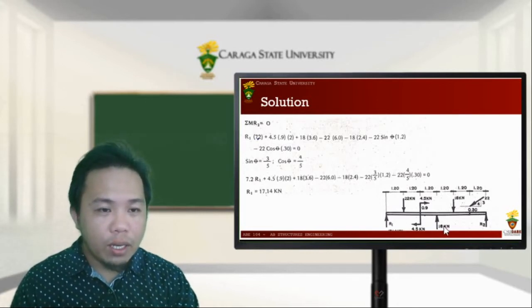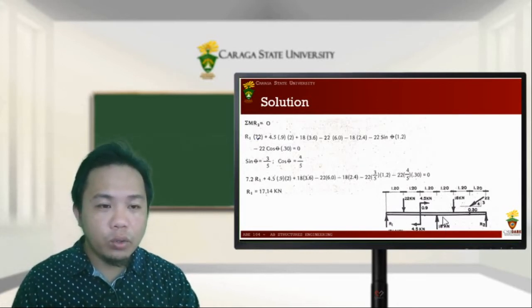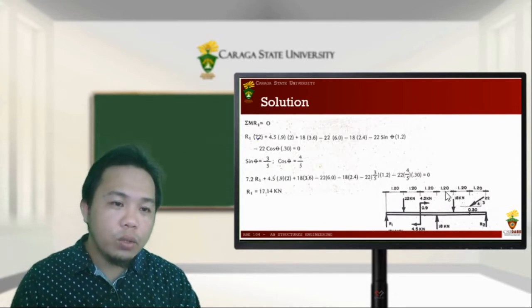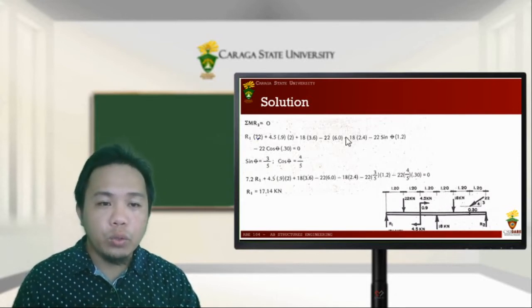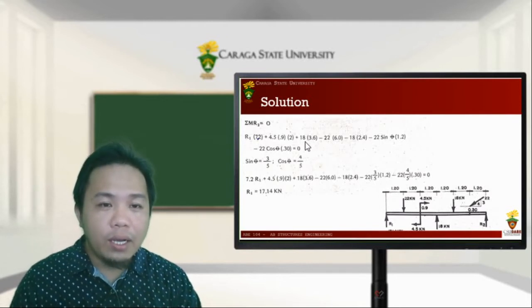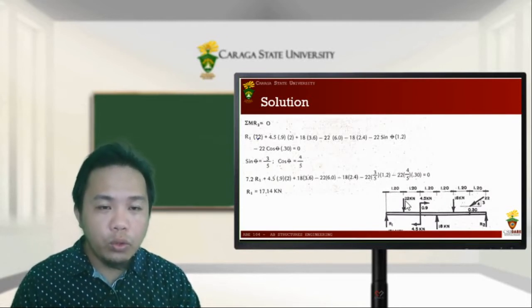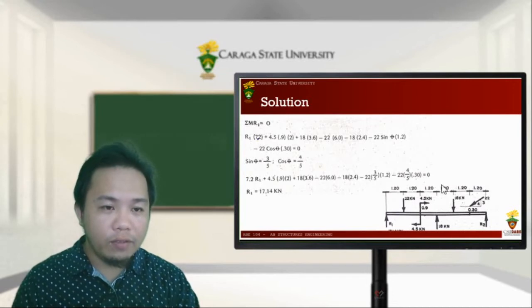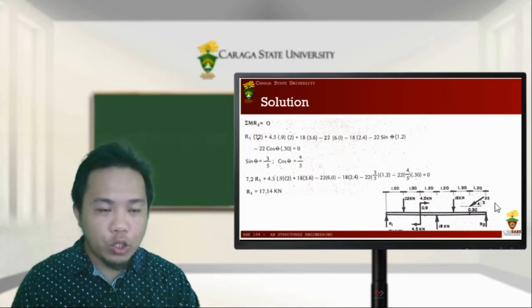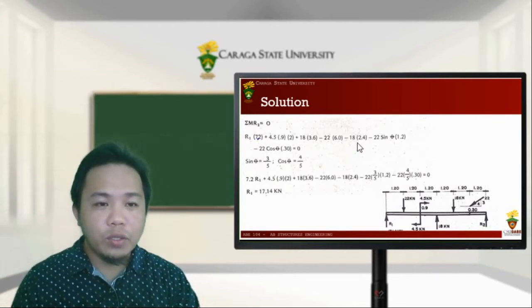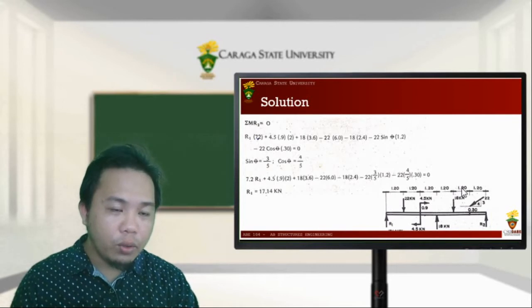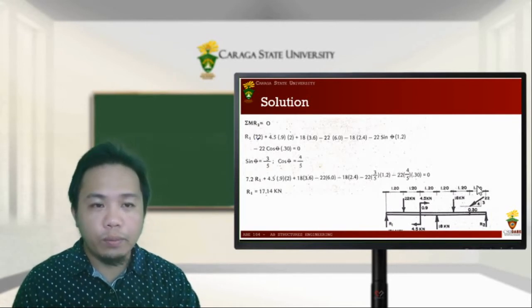Then another one is this 18 kilonewton. This 18 kilonewton perpendicular distance here is 1, 2, 3, 3, 1.2. So we have 3.6. Okay, next, this 22 kilonewton. So 22 kilonewton negative, since it's the opposite direction of our assumed direction for the positive. So its perpendicular distance is 0.6. Then next one is this 18. So perpendicular distance is 2.4 here, 1.2 plus 1.2.